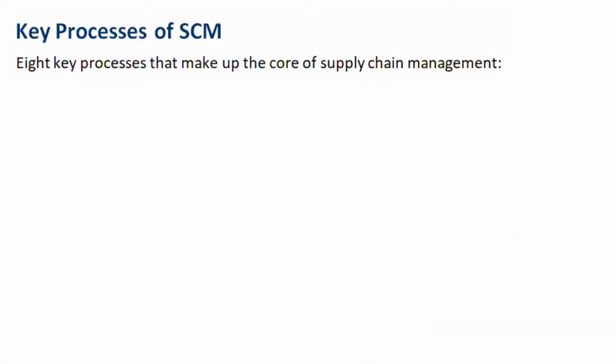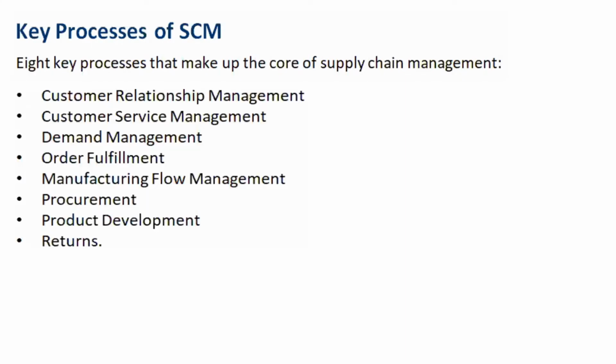Let's go through the key processes of supply chain management. There are 8 key processes that make up the core of supply chain management. Let's go through them. 1. Customer relationship management. 2. Customer service management. 3. Demand management. 4. Order fulfillment. 5. Manufacturing flow management. 6. Procurement. 7. Product development. And finally, 8. Returns.